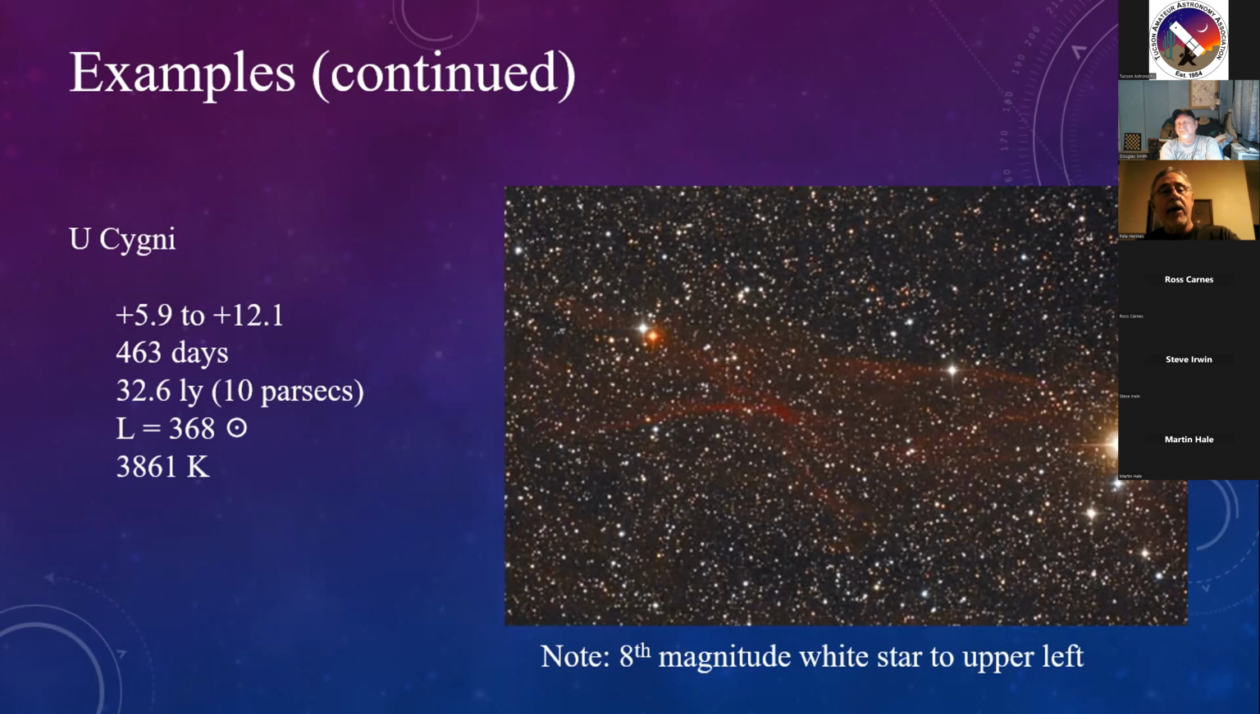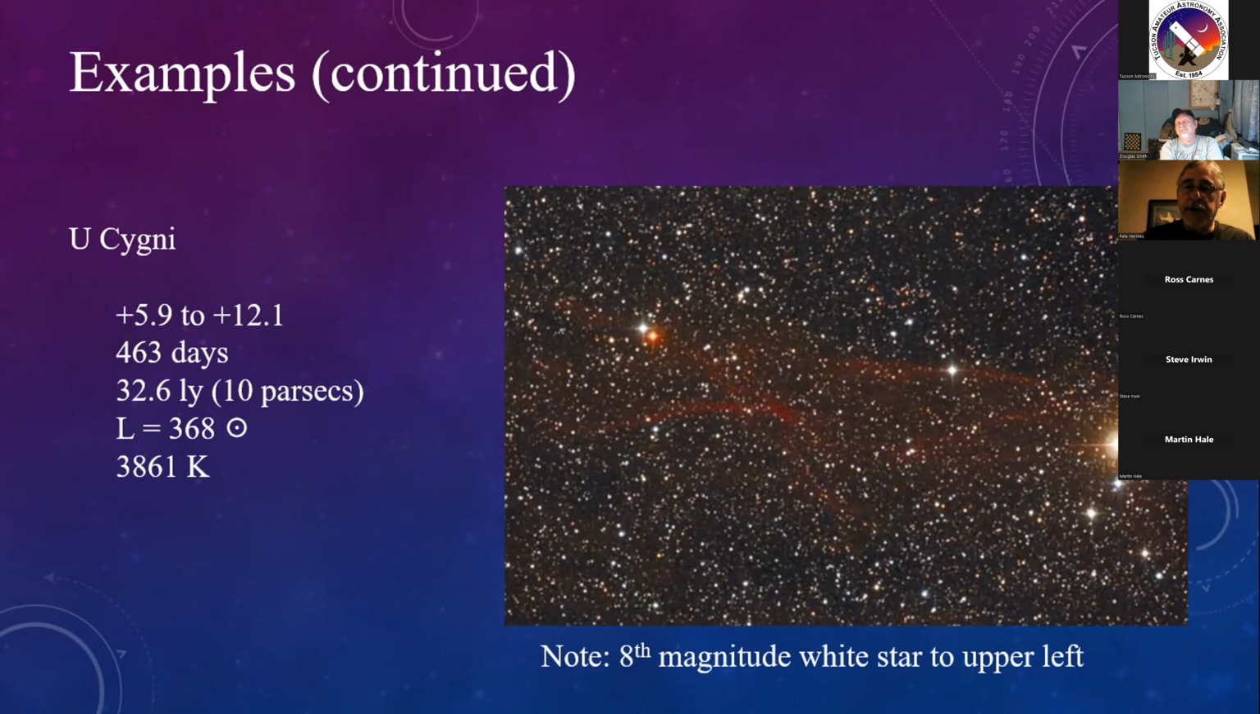But here again, we have a similar star with respect to the variation in its brightness, roughly 6th magnitude all the way up to 12, similar to Hind's, with a 463 day period. It's 32.6 light years away, only 10 parsecs, so it's relatively close. The luminosity of this particular star is 368 times that of our sun. A little bit hotter, just under 3,900 Kelvin.